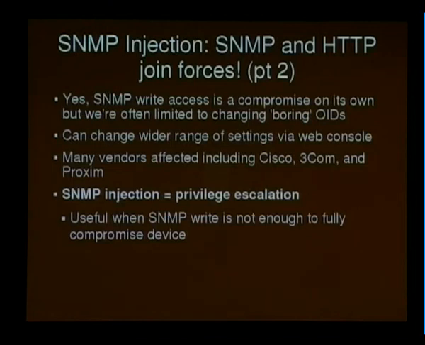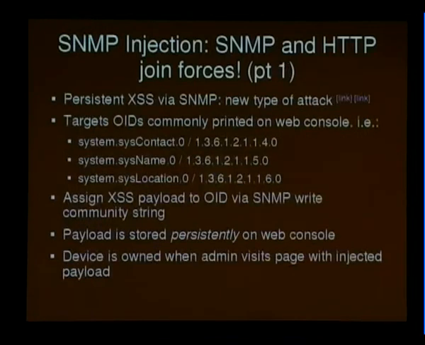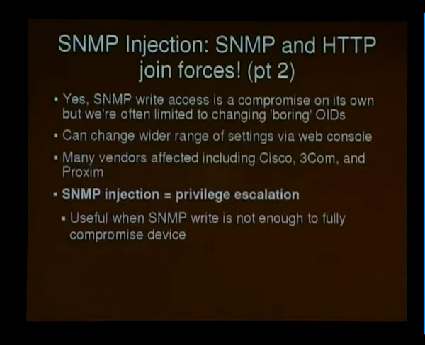A common example: if you look at these 3 different OIDs, we have system name, contact name and location. These are 3 different OIDs that are very commonly printed on the web interface. Remember, you have write access through SNMP, but you're limited. You can only change certain OIDs. Now you need to sneak your payload through SNMP onto the web console. So next time the administrator logs in, boom, you compromise the device. So that's the idea. You can think of it as a privilege escalation attack, really.